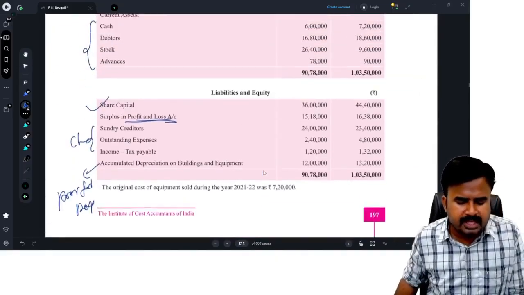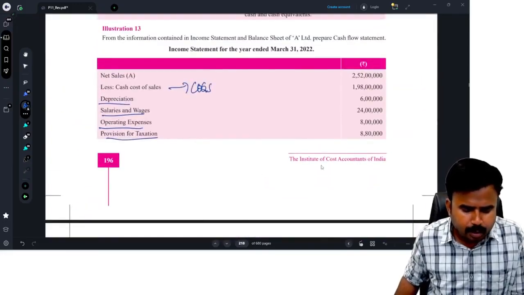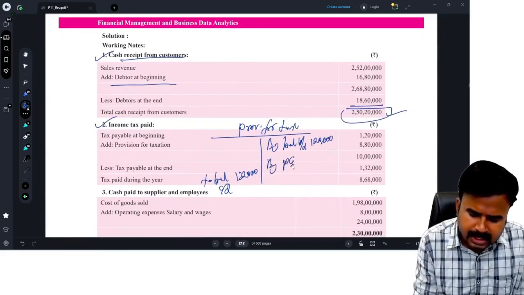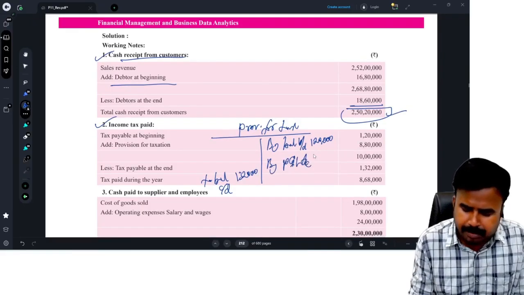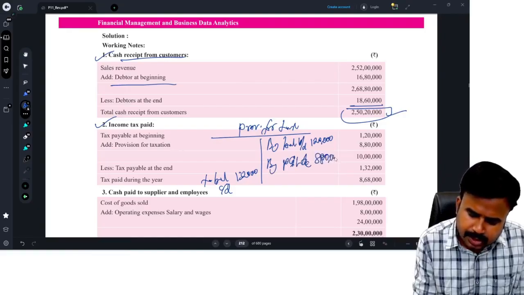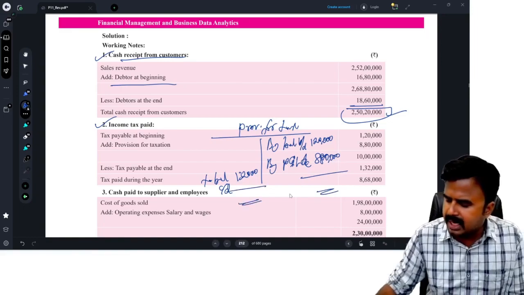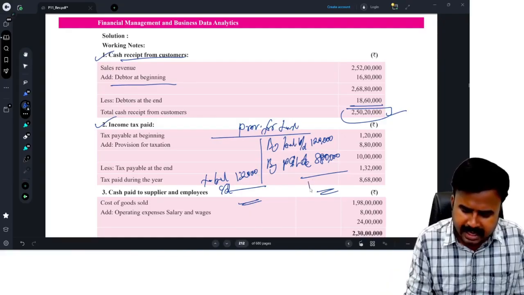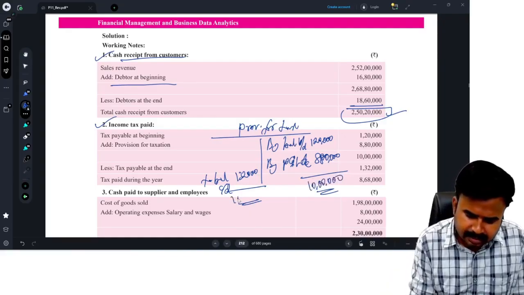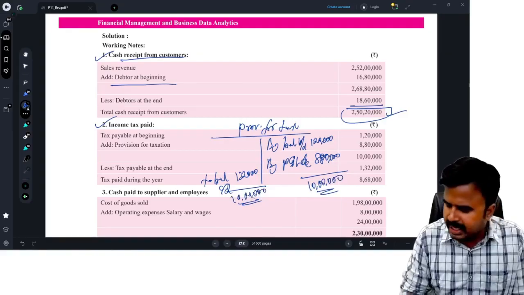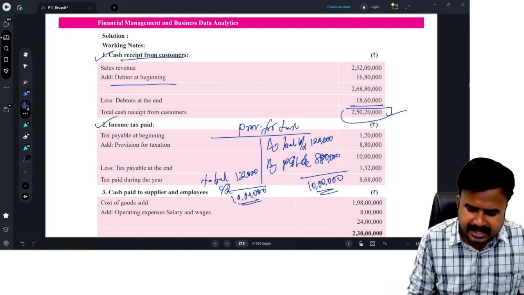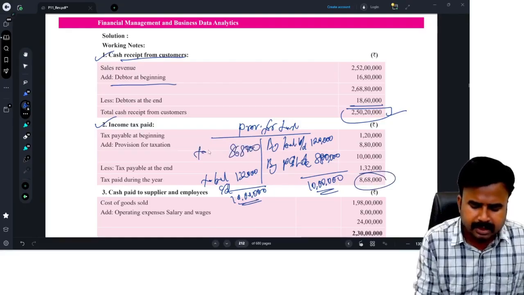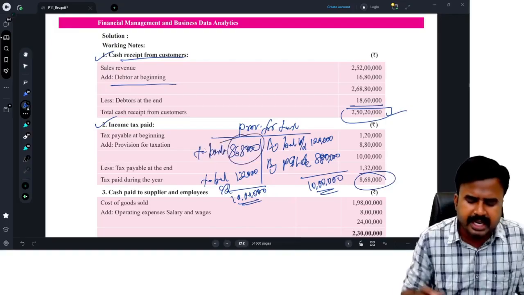And write the current year provision, which is already given in your income statement. Provision for taxes 8,80,000. That's your current year provision, from profit and loss account to provision for tax account. If you get the total under the credit side, the debit side balance will be the payment of tax. 1,20,000 plus 8,80,000 is 10 lakhs, minus 1,32,000. I'll get 8,68,000 payment. Instead of preparing an account, they've prepared a statement to bank. This is your current year tax payment.